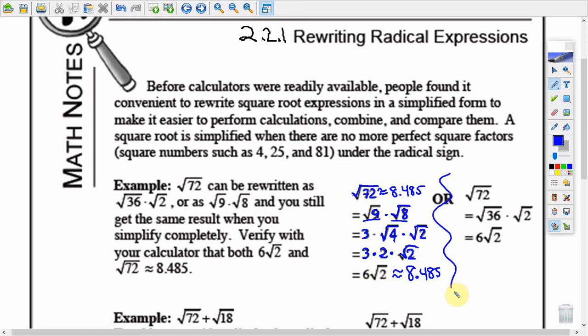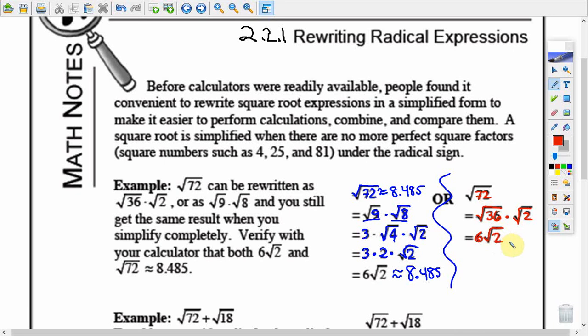So another way to think about this, if you noticed that we could rewrite 72 as the square root of 36 times the square root of 2, because 36 times 2 equals 72, then you know right away that the square root of 36 is 6, and the square root of 2 is left over.